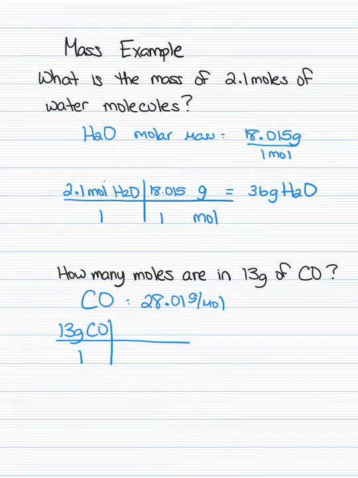So when I set up my problem here, I have 13 grams of carbon monoxide. Going to put that over 1. Moles on the top, 28.01 grams in the 1 mole. When you do out your math, you're going to have an answer of 0.46 moles of carbon monoxide because your grams is canceled and you are left with moles.